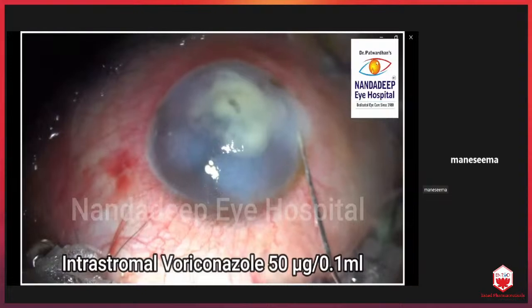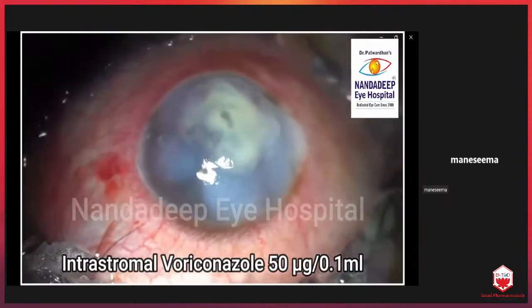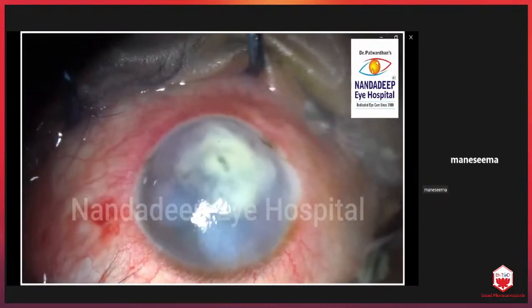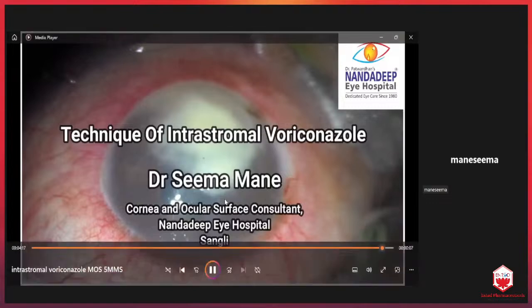And then you can give the intracameral voriconazole, Vigomox, and then hydrate the wound. So this is how it is done. I think that's it. Thank you.